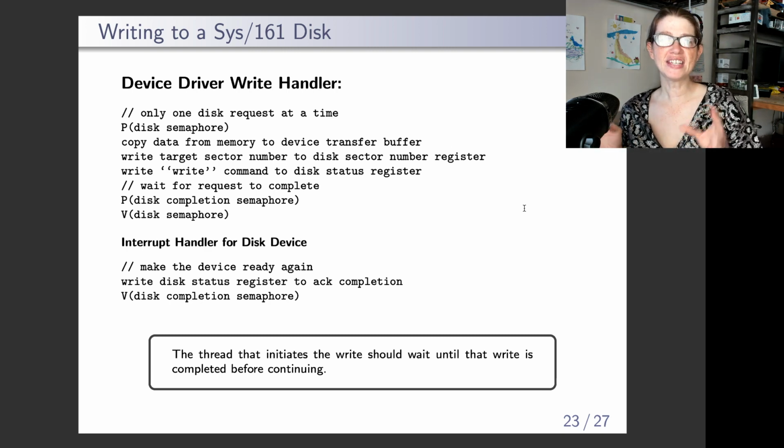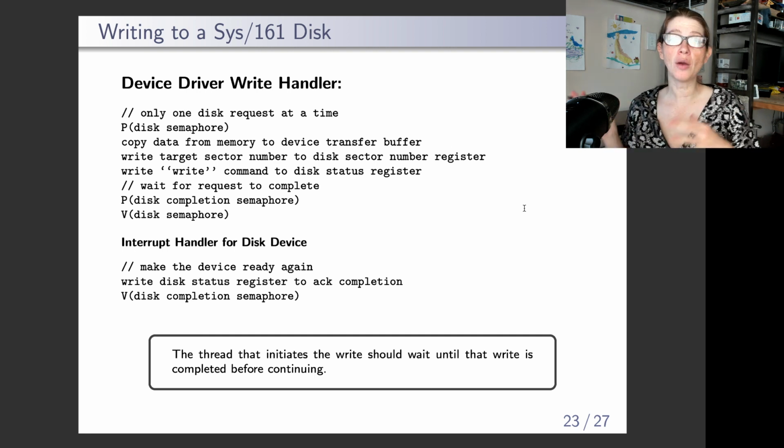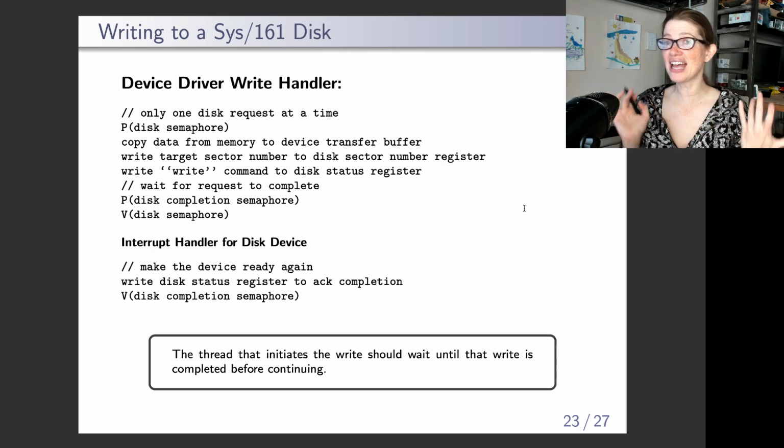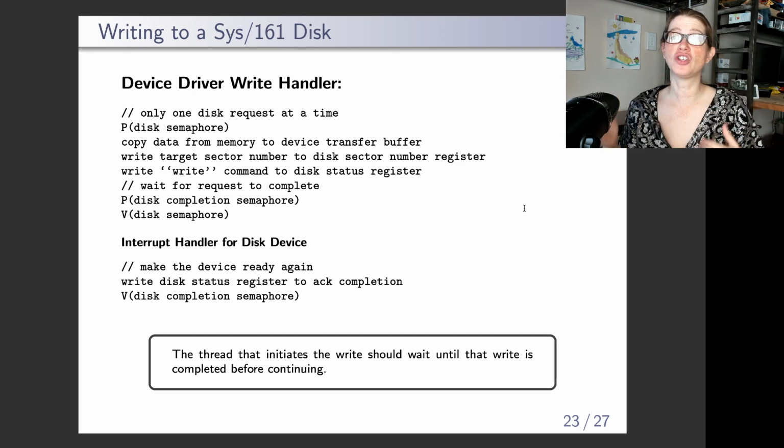So here you go. We're going to P the disk semaphore to make sure that we are the only person trying to read or write to the disk right now. Then to write to the disk, I'm going to copy the data I want to write into the transfer buffer. That's step 1, because it doesn't make sense to issue a command to the disk until the data is actually in its device register and ready to go. So we'll copy the data to the transfer buffer.